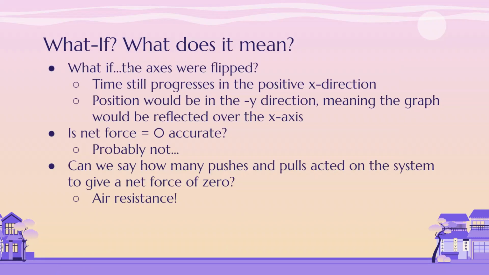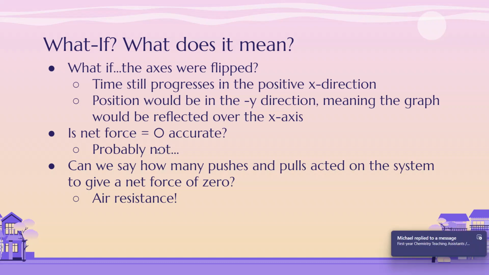On to some conclusion questions. If the axes were flipped, time would still progress in the positive x direction. However, positive position values would now be negative, meaning the graph would be reflected over the x-axis. The assumption that net force is equal to 0 is likely not accurate, seen in the comparison graph. There will almost always be frictional forces acting on motion, whether it is from the track or from air resistance.